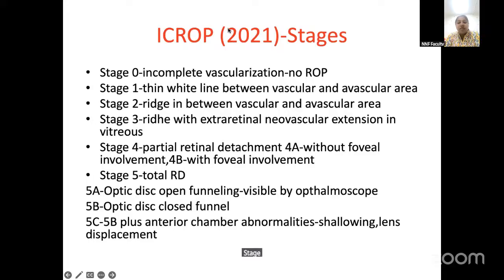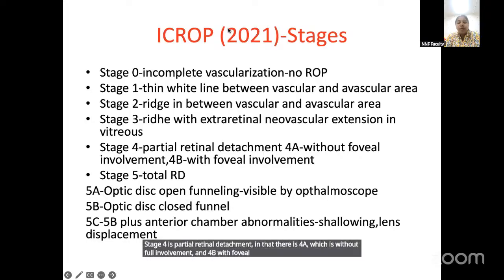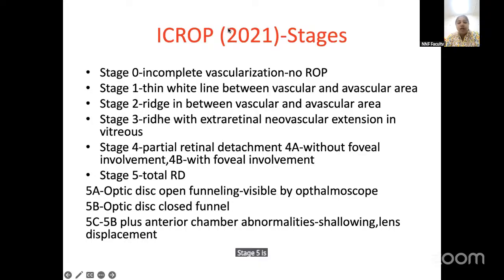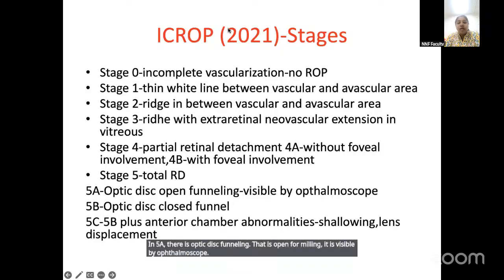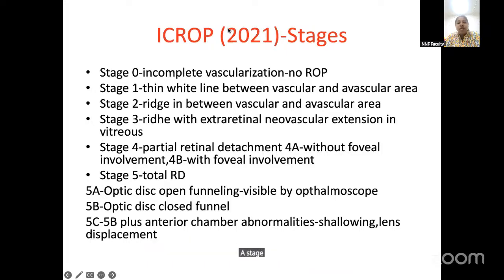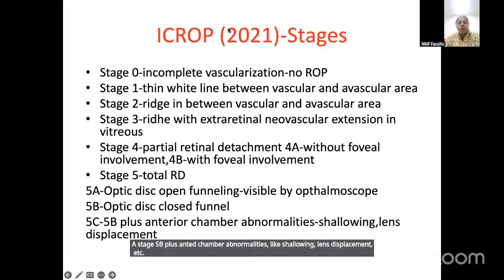Stage 4 is partial retinal detachment. In that, there is 4A, which is without foveal involvement, and 4B with foveal involvement. Stage 5 is total retinal detachment. Stage 5 is again subdivided into 5A, 5B, and 5C. In 5A, there is optic disc funneling, that is open funneling. It is visible by ophthalmoscope. 5B, that is optic disc closed funnel. And 5C is stage 5B plus anterior chamber abnormalities like shallowing, lens displacement, etc.